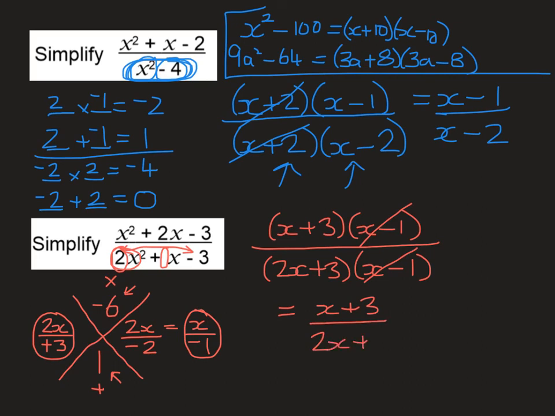So you're left with x plus 3 over 2x plus 3. And what are we not going to do? What are we not going to do? We are not going to cancel out those 3's. That is our final answer.